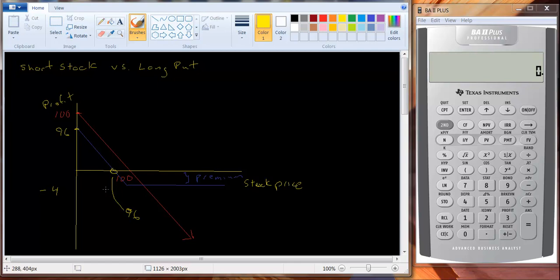Now, what happens if the price of the stock falls to $90 a share? This stuff is not drawn to scale. But let's say it falls to 90, then what are our different profits going to be? Well, let's draw a line up here to both of these, and let's draw a cross.